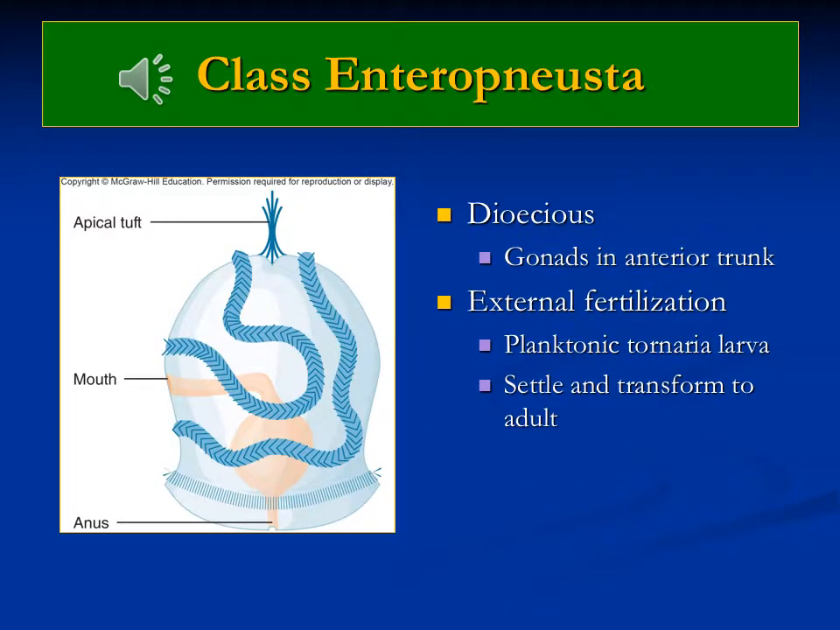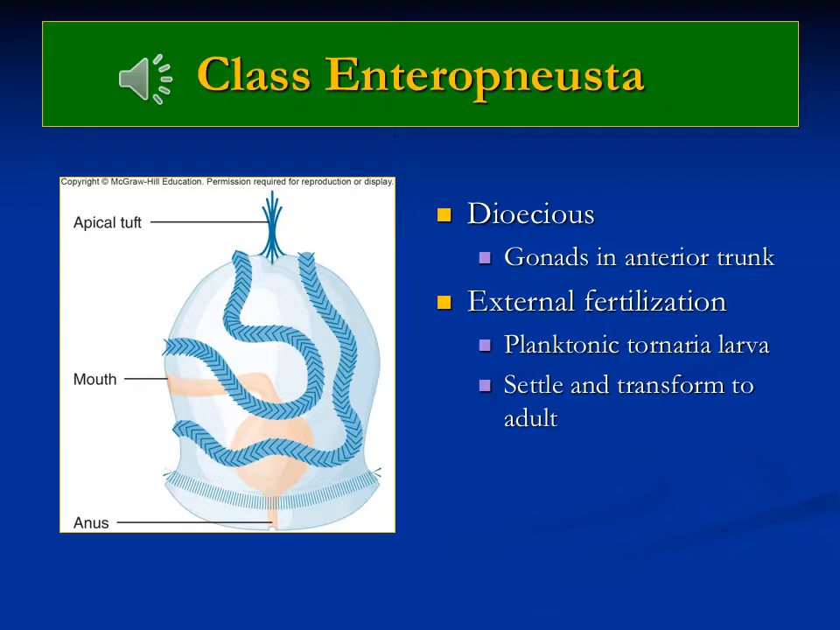Enteropneustes are dioecious. Gonads are positioned anteriorly in the trunk, and fertilization is external. What they produce is a ciliated Tornaria larva. Now, what's important to note is the position of those ciliated tracts on the Tornaria larva.